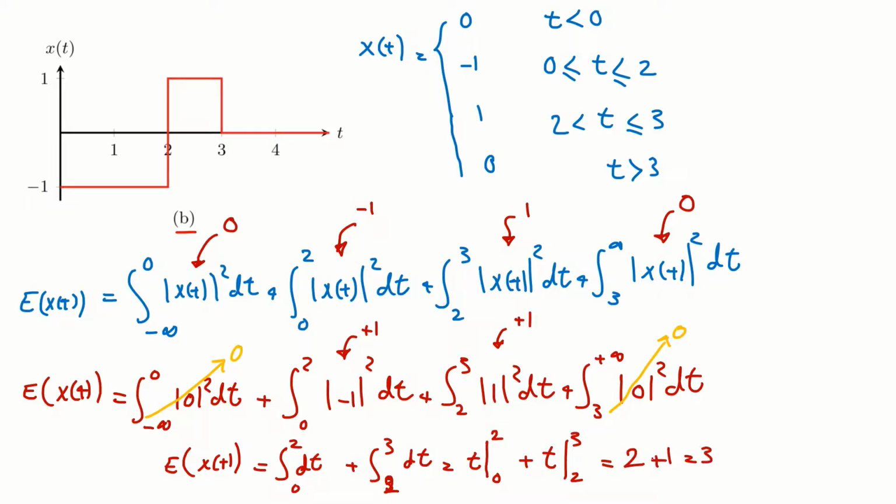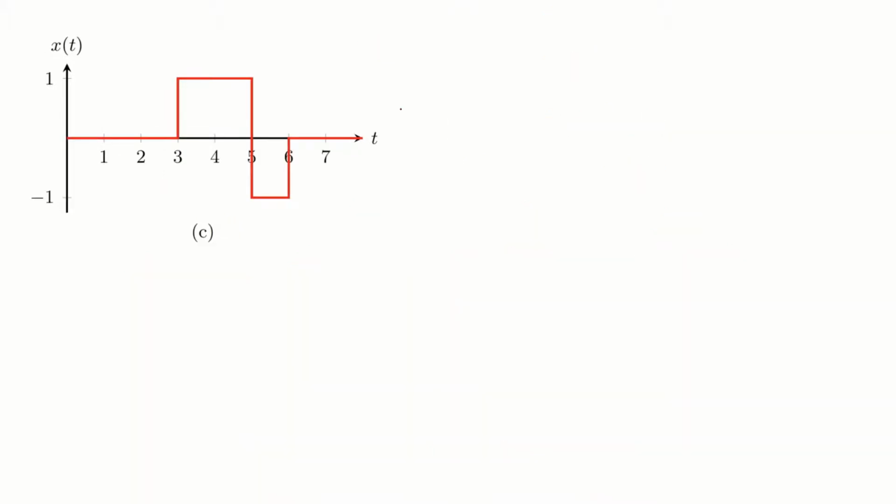So you see that the energy of the inverted signal and the original signal are the same. So inversion doesn't change the energy of the signal. This one is a time shifted version of the original signal that we saw in part A. And we want to see if time shifting would change the energy of the signal or not.